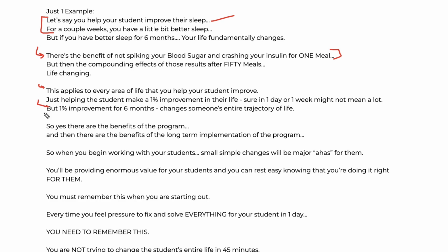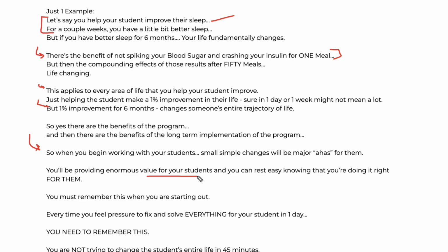And so yes, there are benefits of the program, and then there are the benefits of the long-term implementation of the program. And so when you begin to work with students, okay, what you need to remember is that small, simple changes will be major aha moments for them. You'll be providing enormous value for your students, and you can rest easy knowing that you're doing it right, in the way that is right for them. Remember, we talked about this in the previous training. Business and making an income is not about you. It's about what is right for them. It's what's right for the student.